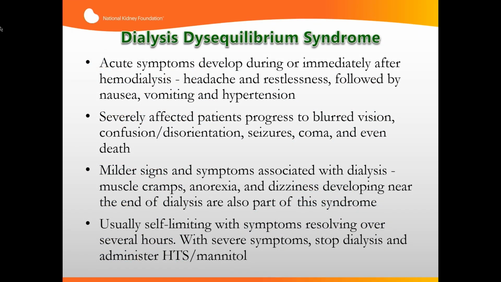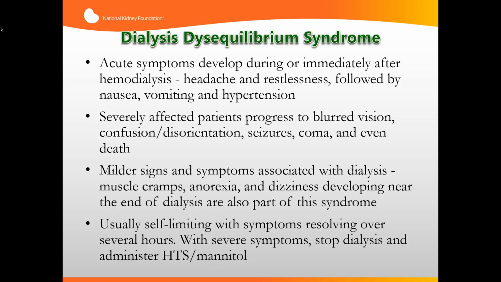So how does dialysis disequilibrium present? Typically, most patients do reasonably well for the most part. It all depends on how severe or how high the urea nitrogen is and how quickly you drop it. But typical acute symptoms are headache, restlessness. Some people can have nausea, vomiting, hypertension. But severely affected patients can develop blurred vision, confusion, disorientation, seizures, coma, and occasionally can be fatal. Again, not seen so much these days because of certain practices that we do, which I'll tell you in a second here. Again, typical mild symptoms, cramps, anorexia, dizziness near the end of their treatment are all part of the syndrome.